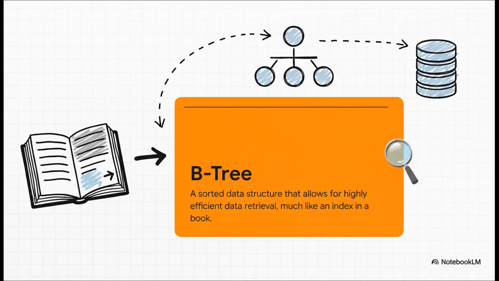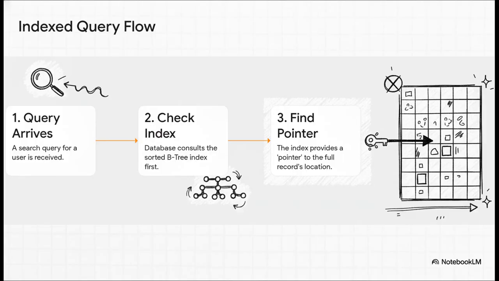The database B-tree lets us do the exact same thing with our data. So the whole process gets turned on its head. A search query comes in, but instead of touching the main table, the database first looks at the small, super-fast B-tree index. In milliseconds, it finds the right entry, grabs a tiny little pointer, which is just the address of the full record, and then it uses that pointer to jump directly to the correct row in the main table. No more full table scan, problem solved.